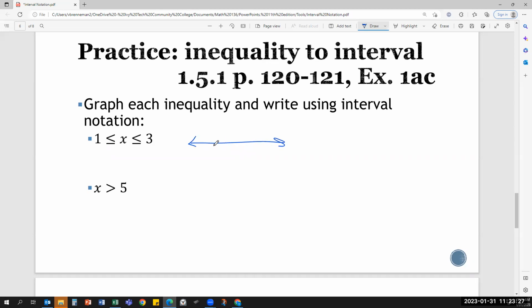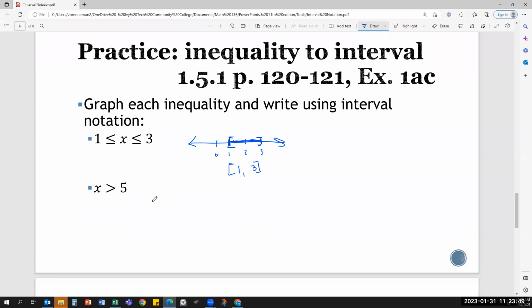So we have 1 and 3, and we're going between those and we're including them, so it's going to be square brackets on each end. And so the interval is square brackets 1 comma 3 square brackets. So the interval and the graph match up very closely.